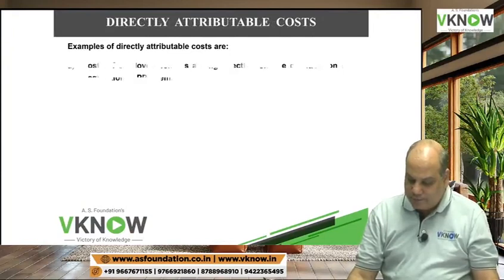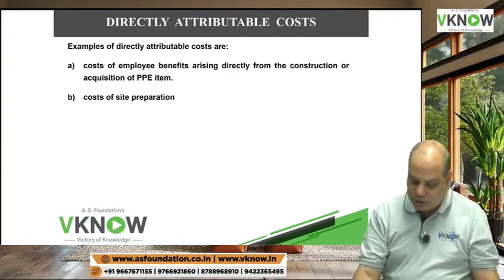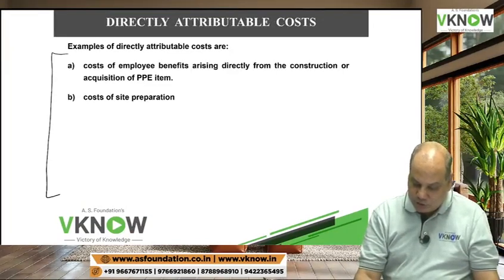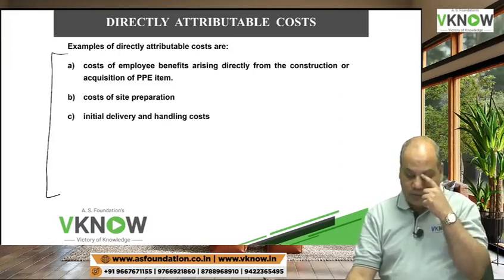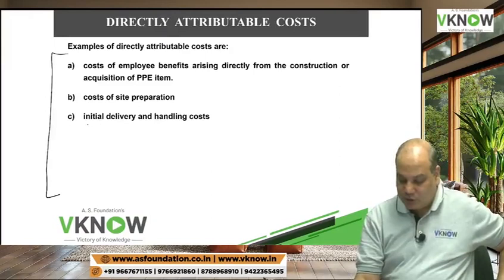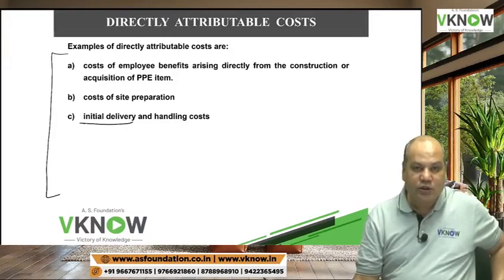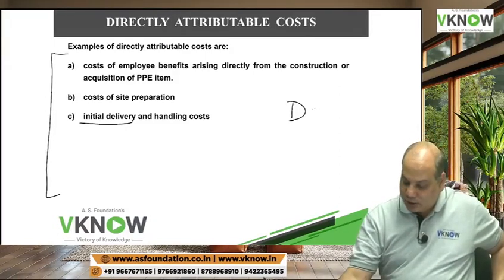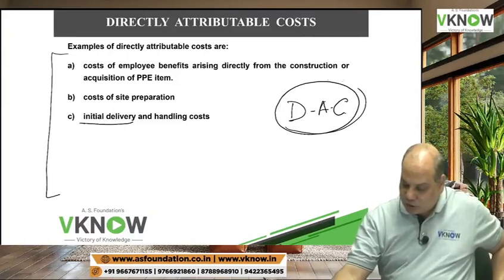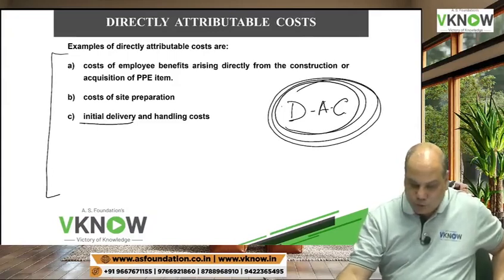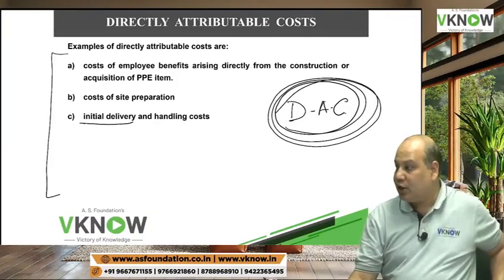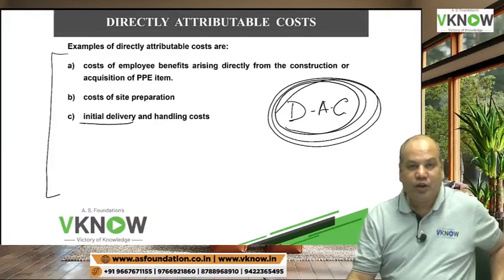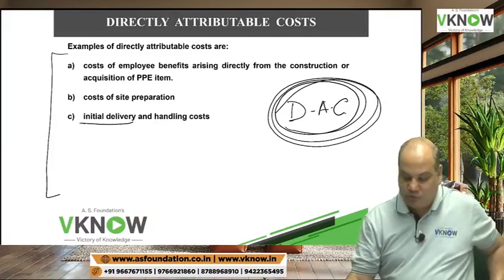Okay. 5%, how to calculate, it is given to you. It is the cost of capital of the company. Second example, cost of site preparation. We are discussing what are the directly attributable costs incurred to bring the PPE to its present location and condition so that it can operate in the manner as intended by the management.